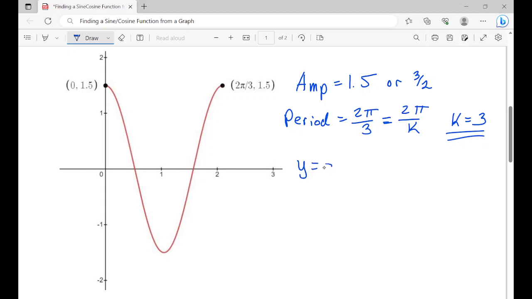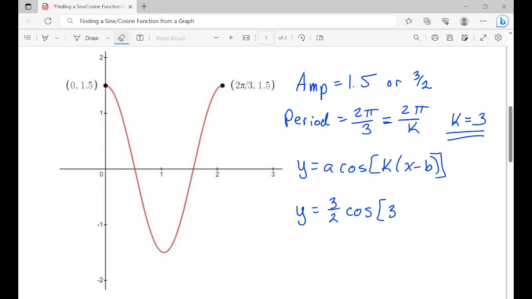So y equals a cosine(kx minus b). Now let's plug in what I know. y equals 3 over 2, or 1.5, whichever you prefer. I'm going to use a fraction. Cosine of 3, and I don't have a b since it's a 0, so I'm going to make this parentheses instead. So 3x. So there's my equation of this cosine wave.